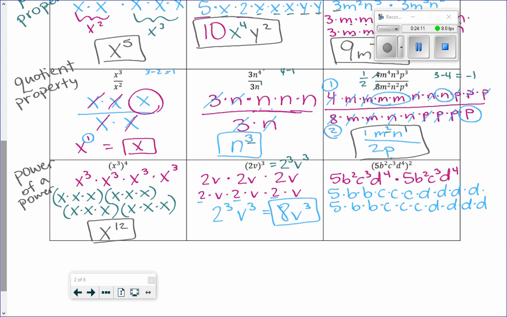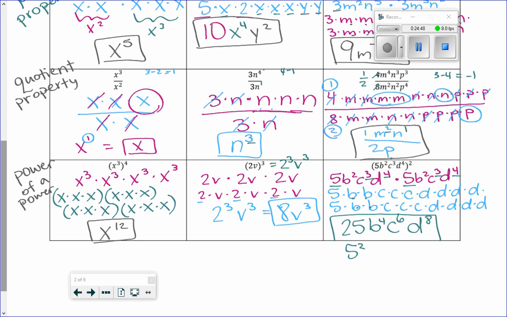All right, 5 times that 5 would give me what? 25. A common misconception is that a lot of people want to do 5 times 2 to get 10, but the 5 is being squared also. That 5 is being squared. All right, how many b's am I going to have? 4. How many c's will there be? 6. 3 and 3. And how many d's will there be? 8. 4 and 4. And this is my simplified version.